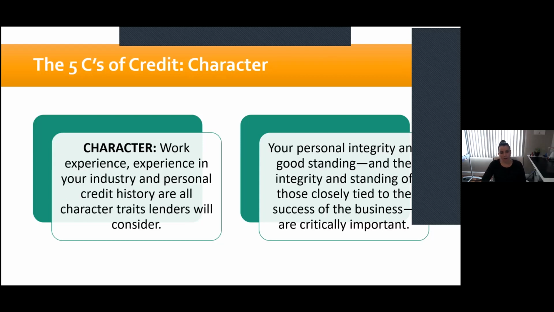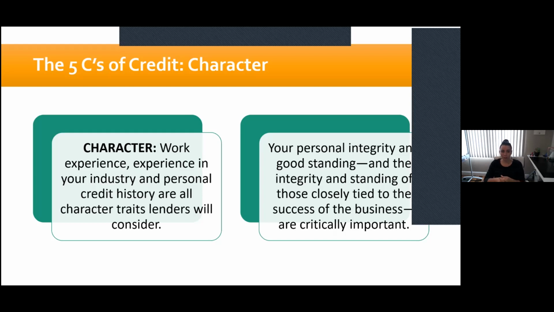The character aspect also comes into the credit. So what is your work experience? What's your experience in the industry? What's your personal credit history? So if you are operating a business or you're starting a business and you have absolutely no experience whatsoever, you just decide one day that that's the business that you want to do and you want someone to help you fund your business, they're going to look at it as, well, this may not be the best investment because this person isn't experienced. But if you bring somebody else to the table that you're going to partner with that does have experience, then that can be something the lender looks at.